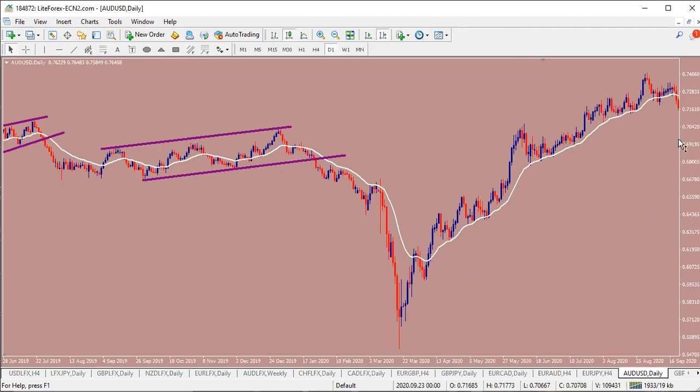Now, inside this particular level, I can still draw other chart patterns, minor chart patterns, which is this.